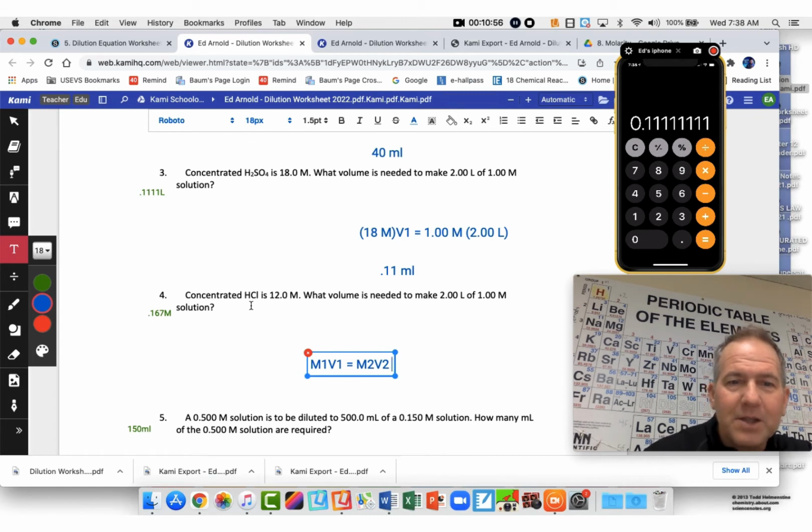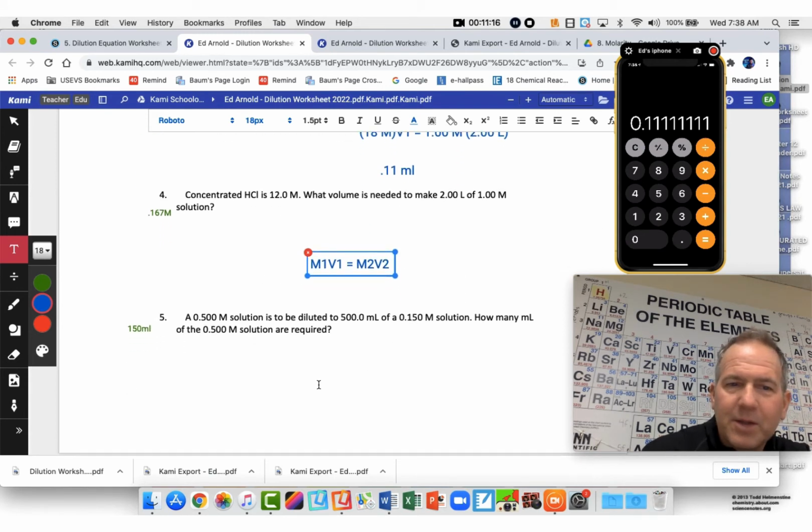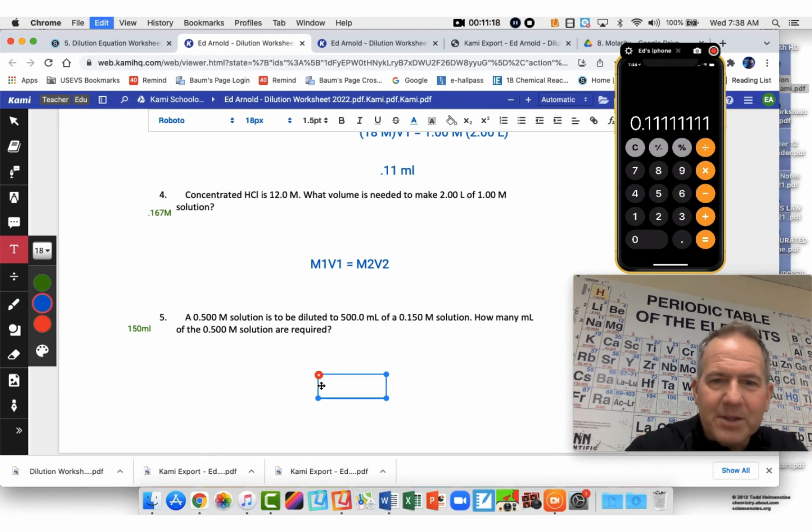Concentrated HCl is 12 molar. Put the 12 molar in, right? And then we needed to make, here's the other pair, so put 12 molar on one side with a V, and put the other 2 on the other side and multiply, right? And then multiply them together and divide by 12. All right? Do that same thing for number 5 here. See that? We got it going on here.